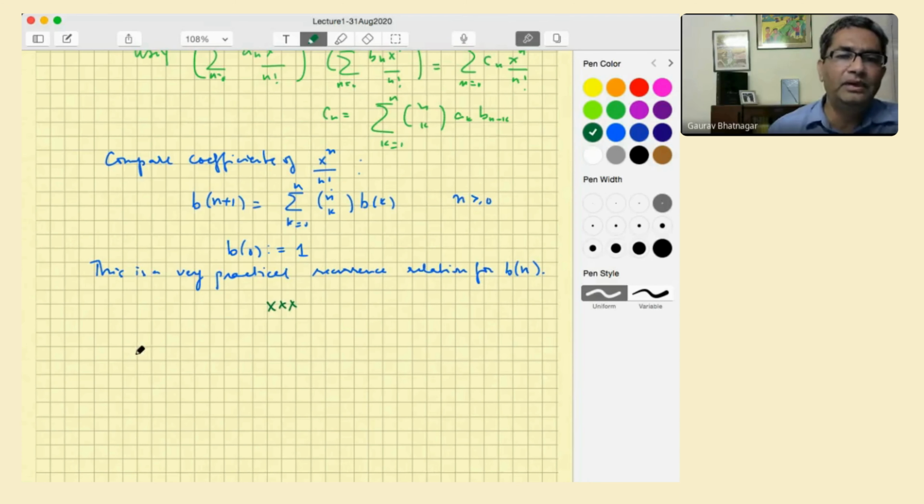And now I want to connect with the Stirling numbers of the first kind. So this is also related to your homework problem, which I haven't graded yet.